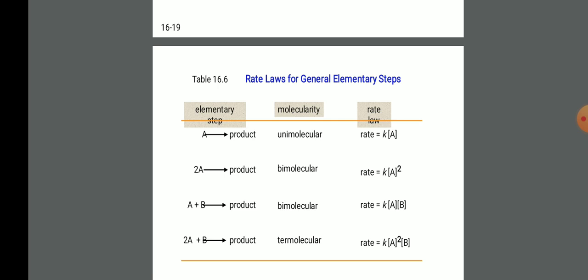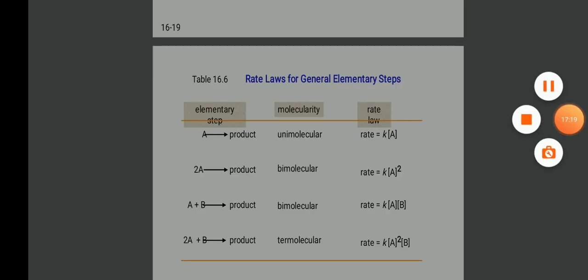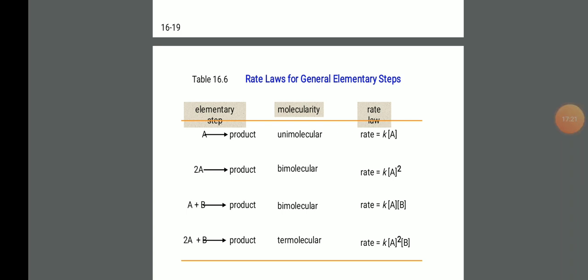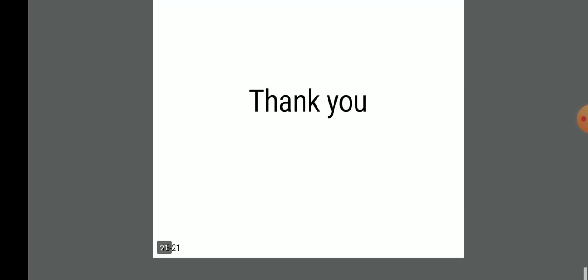And last is 2A plus B gives the product. This is termolecular, a reaction having third order. The rate of reaction is equal to k times the concentration of A squared times the concentration of B. This is the third order reaction in chemical kinetics.